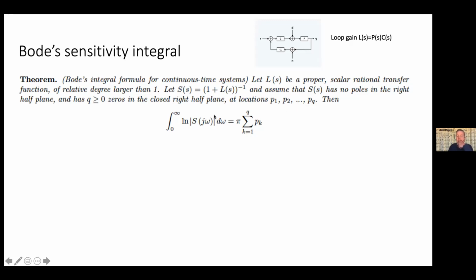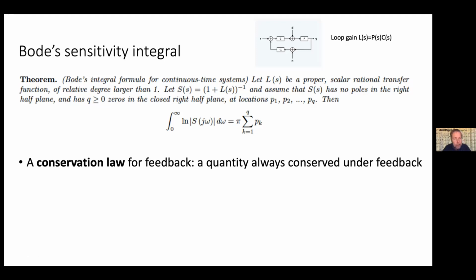Then the sensitivity function that we introduced up here always needs to fulfill this integral. The integral of the logarithm of the sensitivity function over the frequency span needs to be equal to this constant. If we have no right half plane poles of the open loop system, this will be equal to 0, and it always needs to be equal to 0. If we have some unstable poles, we get the constant there instead. So this is something fascinating. This is a conservation law for feedback. It tells us that whatever we do with feedback, this quantity always needs to be conserved.